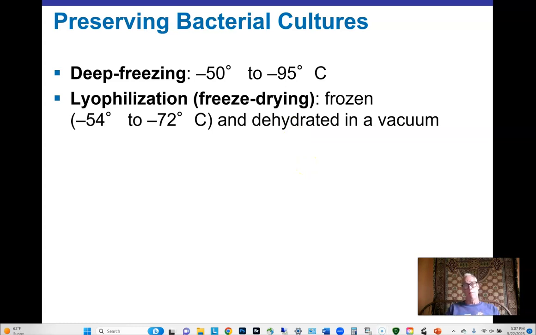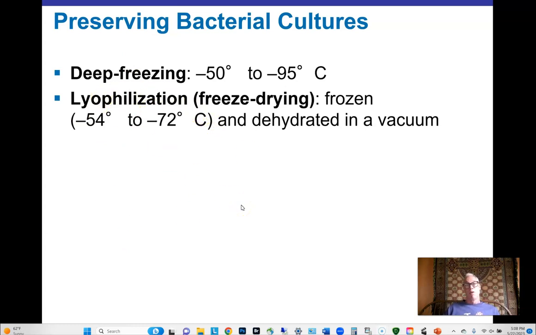If we take a broth of bacteria growing, a liquid, and mix it with some glycerol, then we can put it in the minus 70 or minus 80 freezer. Most laboratories have a freezer that's keeping things down at around minus 80 degrees Celsius, which is pretty impressive. If you stick bacteria that's been mixed with glycerol in that way, it can be kept in there for decades, and the bacteria will survive. Whenever you need some, you can get some out of the freezer and grow it in some fresh media.